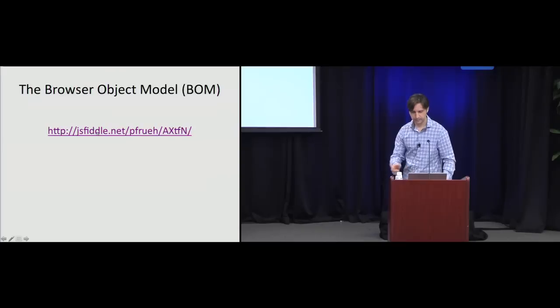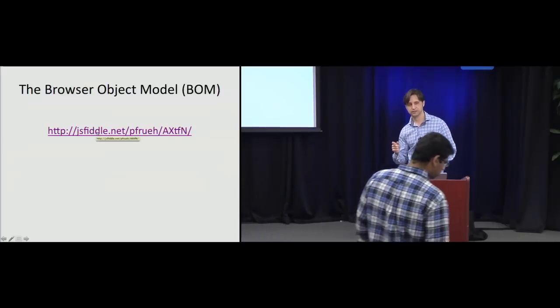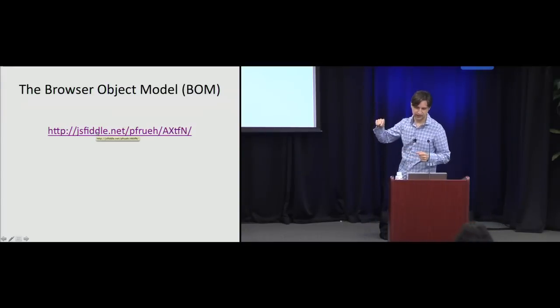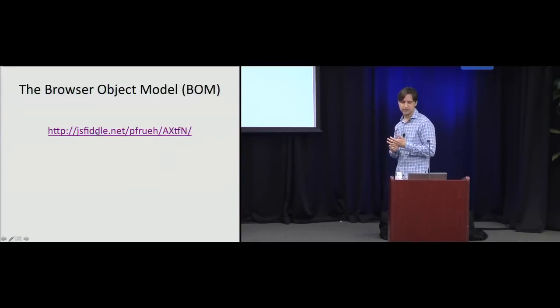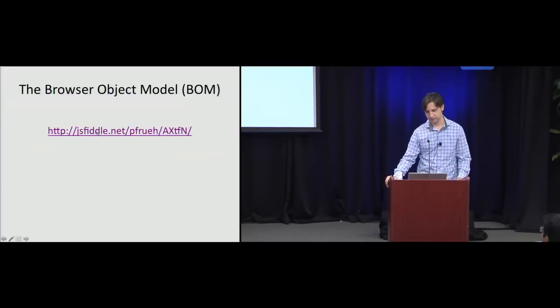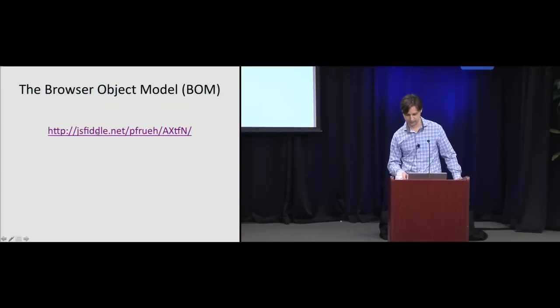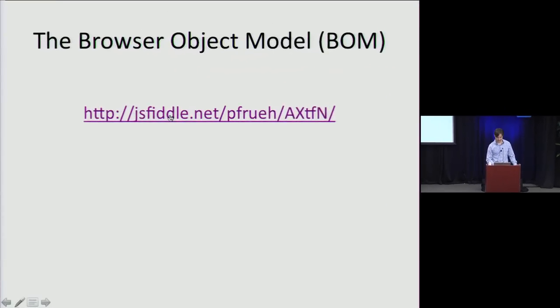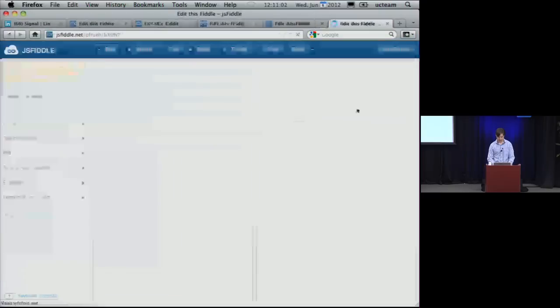So the first one, we're going to do a bunch of exercises in this one. And we're using JS Fiddle. If you want to type in this URL, basically jsfiddle.net, or you can just simply watch. I'll go through it. It might be a little bit hard to see since we're going to be working in code, but /pfrueh, P-F-R-U-E-H, /A, capital X, lowercase t, lowercase f, uppercase n. Hopefully this works here. OK.